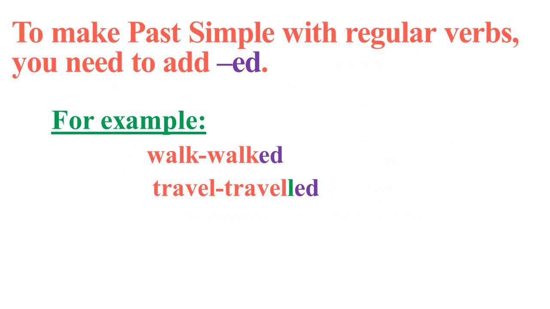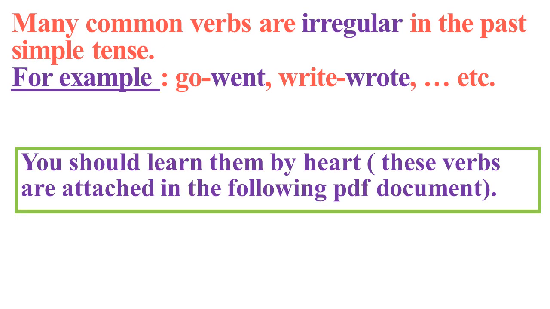So, to make past simple tense with regular verbs, you need to add ed, as in the example. Walk, walked, travel, traveled. But if our verb is finishing in consonant, vowel, consonant, then we need to double the last consonant, as in traveled. Good job! But many common verbs are irregular in the past simple tense.